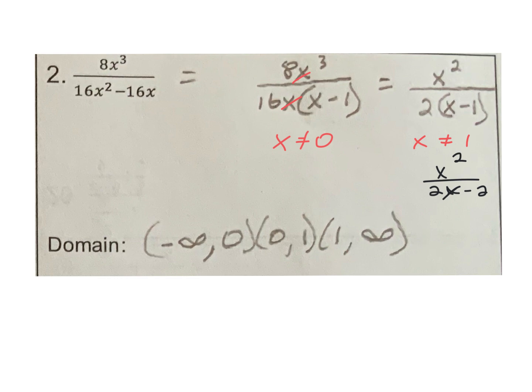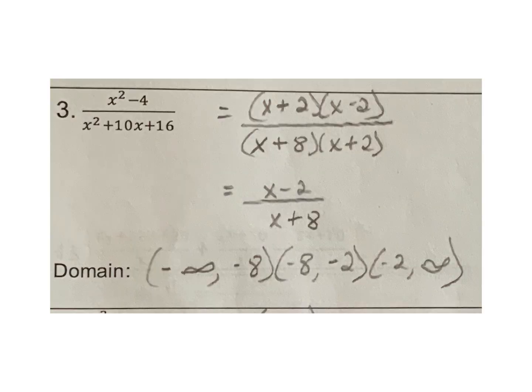All right, let's take a look at number 3. So we have factored this original expression. In the numerator, it's the difference of 2 squares. So we have x plus 2 times x minus 2. And then in the denominator, x squared plus 10x plus 16 factors out to x plus 8, x plus 2. And you can see that we can factor out the x plus 2 and the x plus 2.